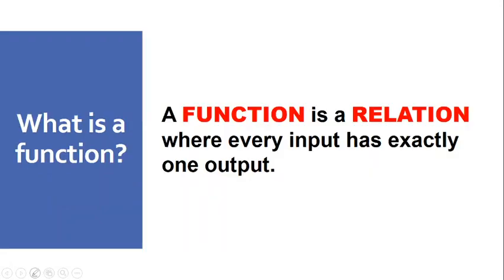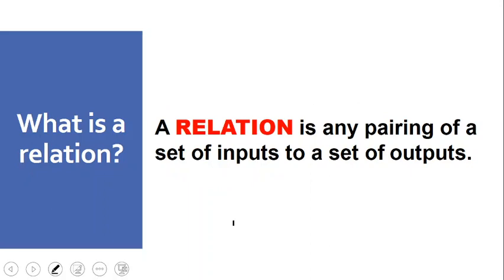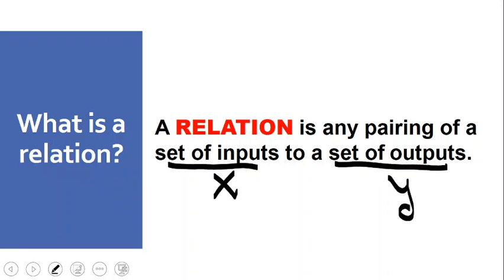So a function is defined as a relation where every input has exactly one output. In algebra, inputs are represented by x's and the outputs are represented by the variable y. A relation is any pairing of a set of inputs, that is our x's, to a set of outputs, that is our y's. So let's show how relations are represented in algebra.